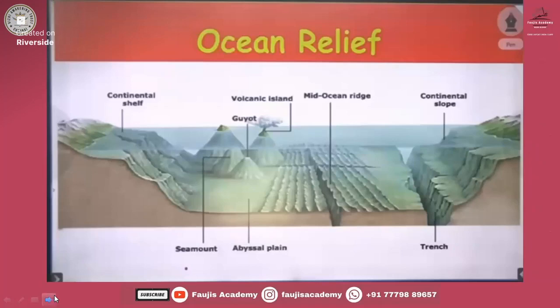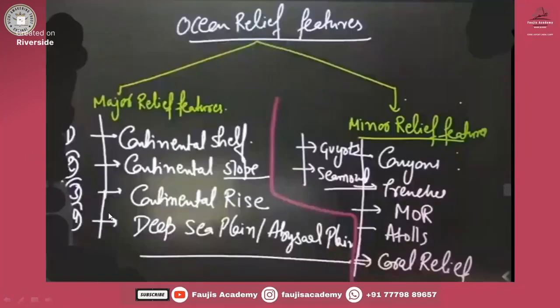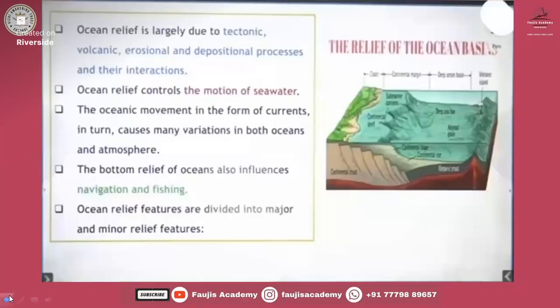In these ocean relief features, while we were studying plate convergence, plate divergence, all those parts, we were studying them. See here, the ocean relief features are divided into two parts: one is major and the other is minor parts. But before that, first we'll see the introduction to oceanography.